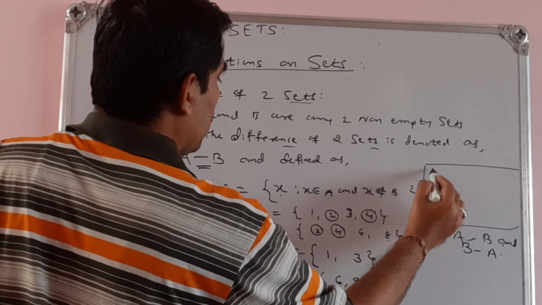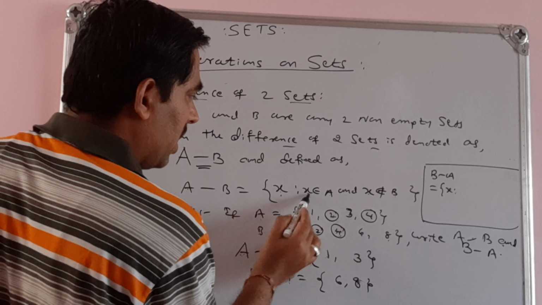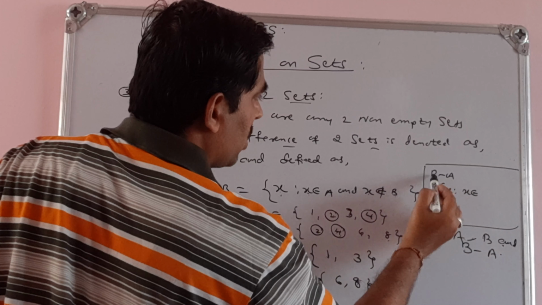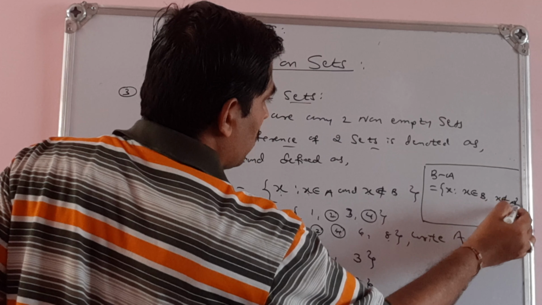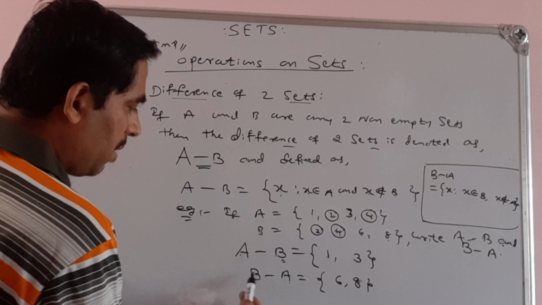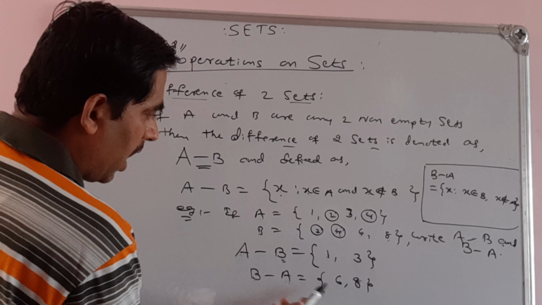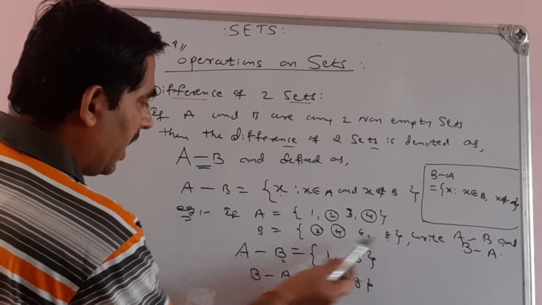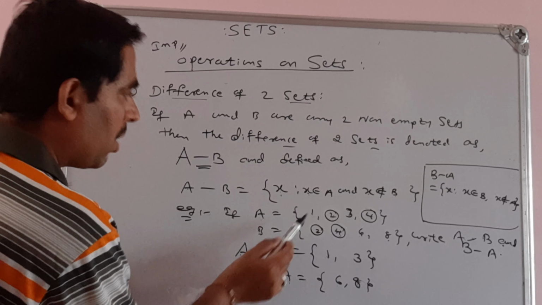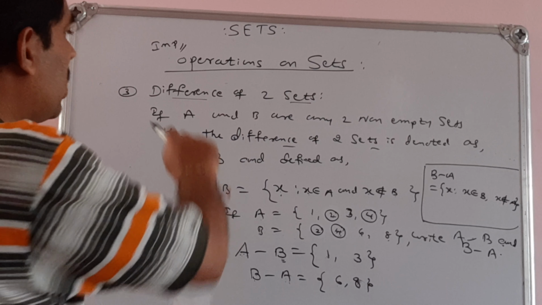So we can write B minus A as x such that x belongs to the first set B, but that element does not belong to the second set A. See, 6 belongs to B, but 6 does not belong to A. 8 belongs to B, but the same element does not belong to the other set. That's the definition we have written. So this is called the difference of two sets.